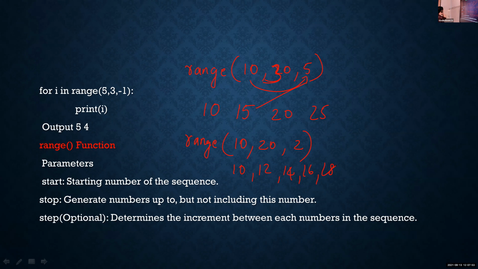Okay, so the three parameters used in range are: the first one is the start value, the second one is the stop value, the third one is the step value. The start value means the starting number of the sequence. The stop value generates numbers up to but not including this number. The step value determines the increment between each number in the sequence. Okay, just write these three points also.